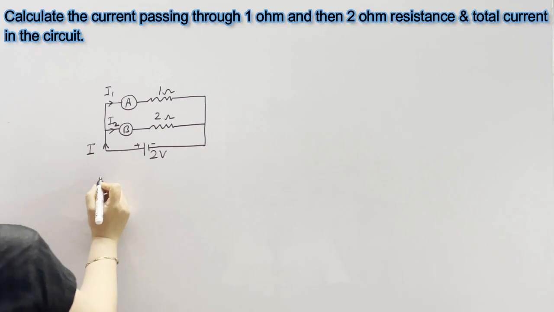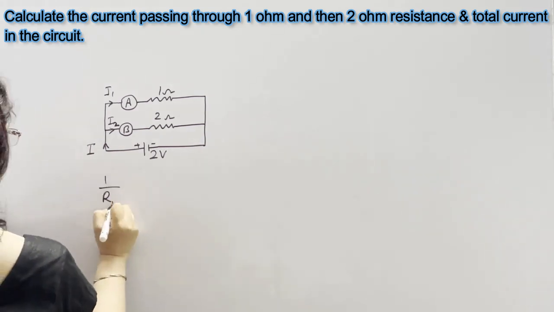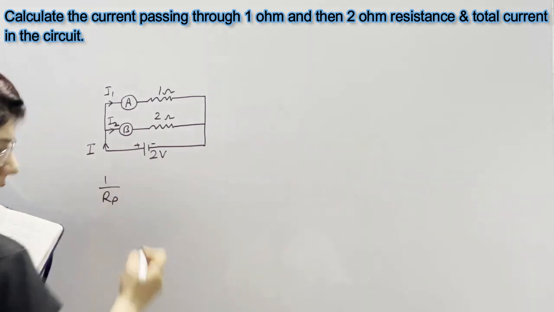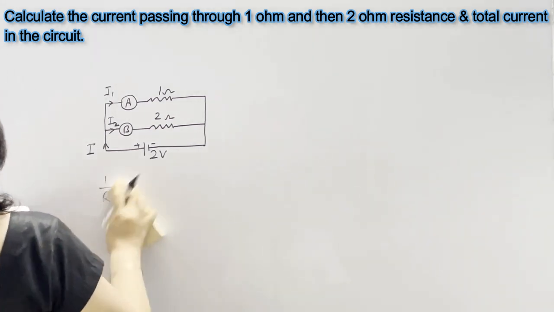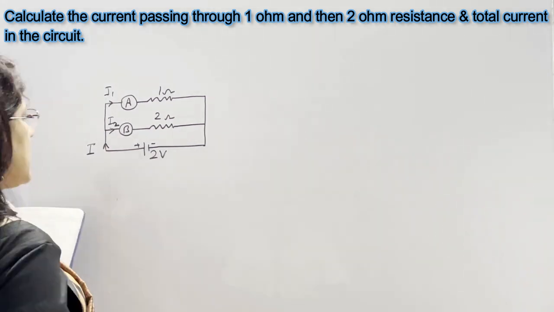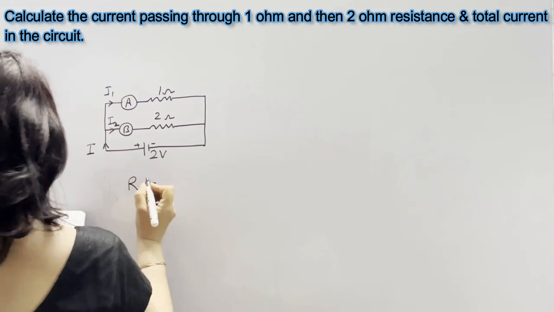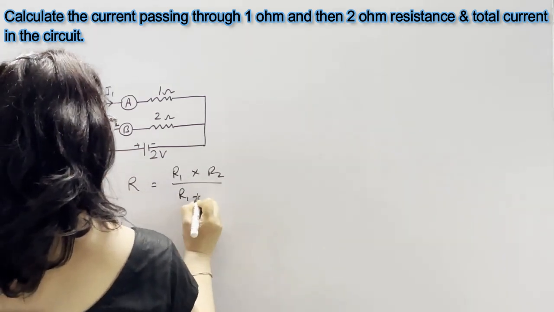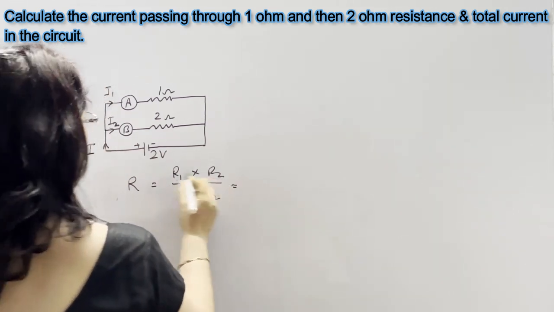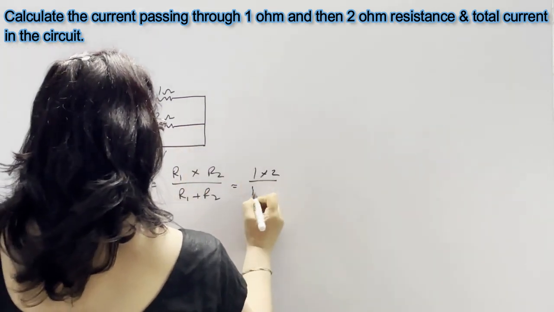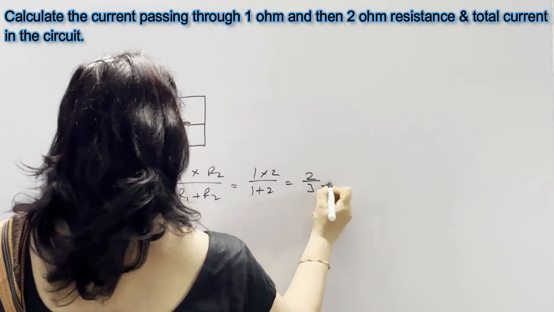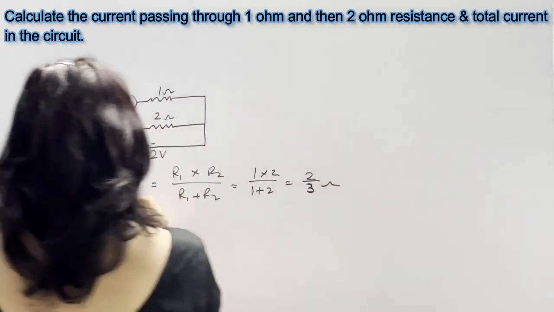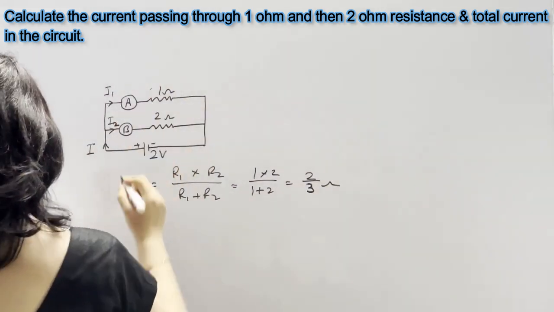Now for the parallel combination, 1 upon Rp is equal to... or we can calculate it with another method also. If we directly want the total resistance in a parallel combination, then R1 multiplied by R2 upon R1 plus R2, we can directly calculate. So 1 into 2 upon 1 plus 2. It means 2 upon 3 ohm is the total resistance of this parallel combination.